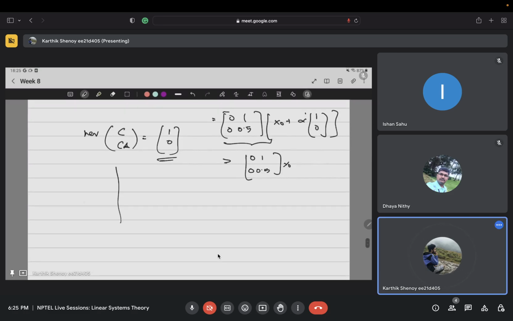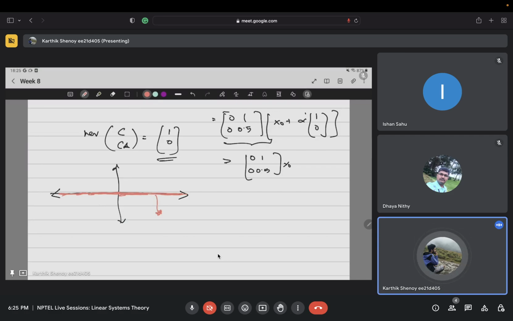So any vector, any trajectory on this 1 0 axis is unobservable. Which means if any vector is there in this, you can't actually reconstruct the state from the output. That's why it's called unobservable. So any vector in this space, in this orange x-axis, you can't reconstruct.